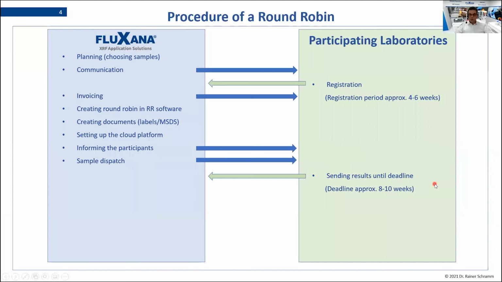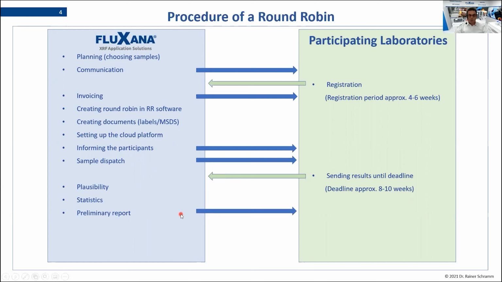Then after a certain while, you will send us your results. And then the first thing is that we check all these results for plausibility. That means any kind of blunders which make no sense, typing errors, mixing of data, all this has to be identified. And if necessary, we will contact you and discuss with you where the problem could be. Then we do our statistics.